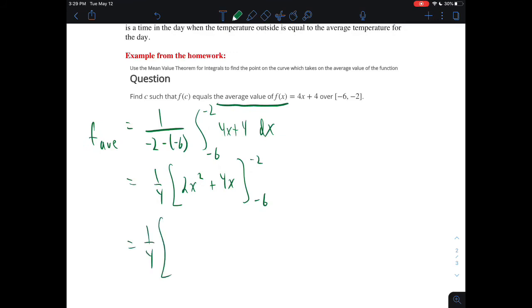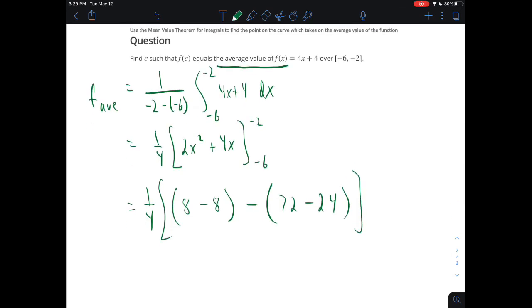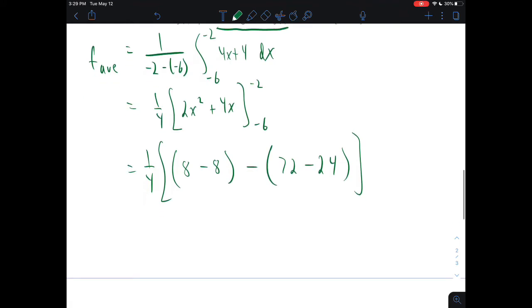So 1/4. Plugging in -2 first, I would have 2 times -2 squared, so that's 8. Plus 4 times -2, which is subtracting 8. And then I'll subtract, now plugging in -6. 2 times 36 is 72. And then plus 4 times -6, so that turns into minus 24. So then I have 1/4 times 0 minus, and that'll be 48. So 1/4 times -48, which is -12. Okay, so I found the average value.